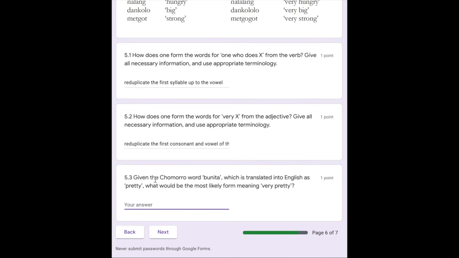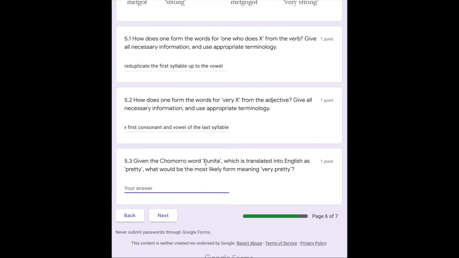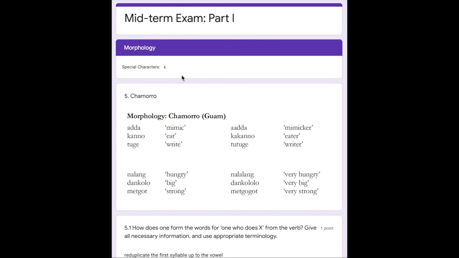The third question asks us how to form pretty to very pretty. So we want to use the formula here: reduplicate the first consonant and vowel of the last syllable. Pretty is bonita. We want to reduplicate the last syllable, and the last syllable only involves a consonant and a vowel. Therefore, our answer should be. Did you get it right? We only have one morphology question in this example, but in your midterm, you will have three morphology questions.